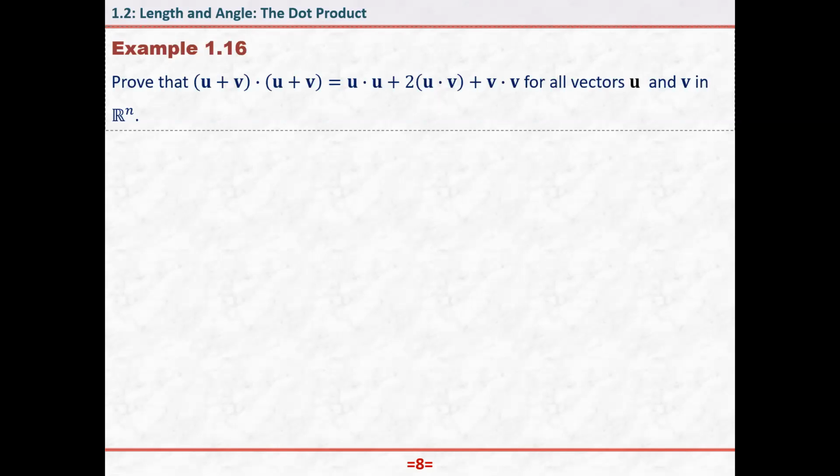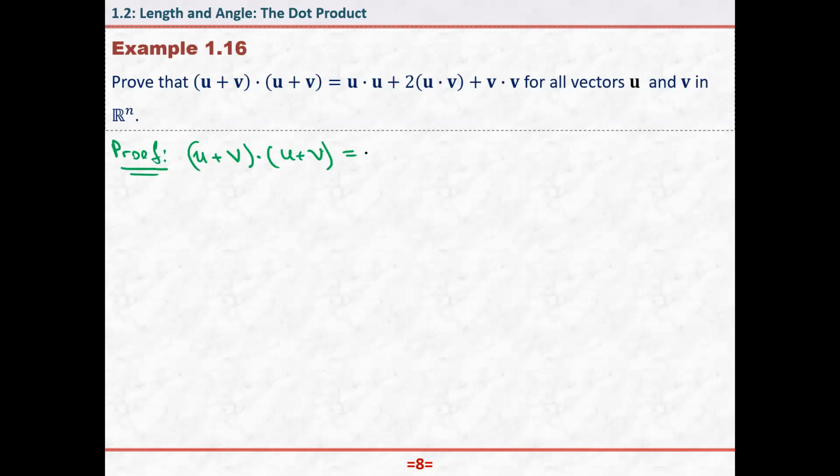We should not confuse this with our usual multiplication. It's similar, but not exactly the same. So we should prove this. How do you prove this? Let's use a different color here. Proof: we are just going to use the properties of the dot product. On the left-hand side, we have to show the left-hand side of this equation equals the right-hand side. So from here, u plus v dot u plus v.